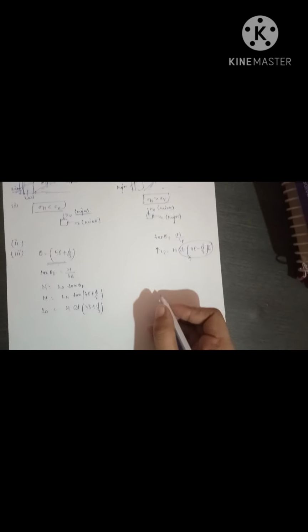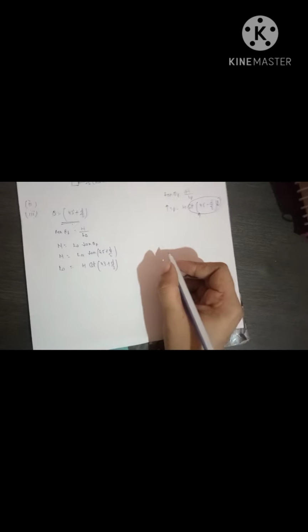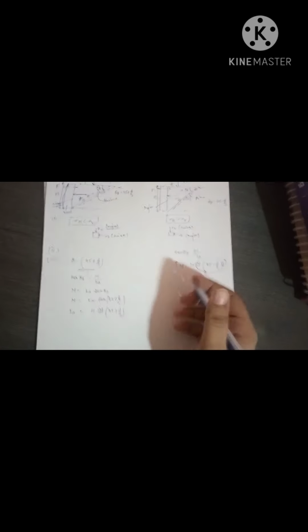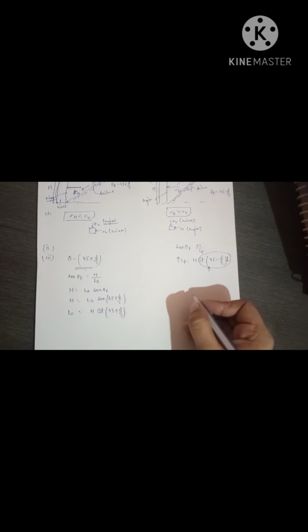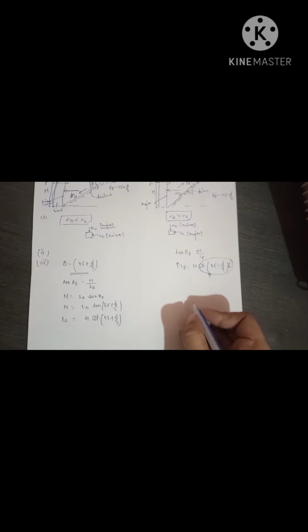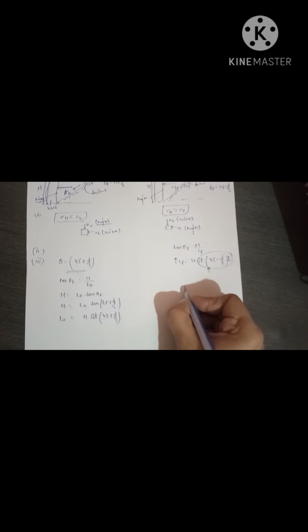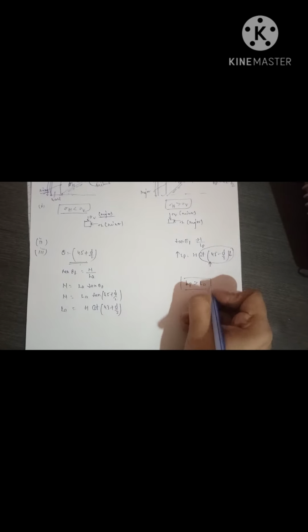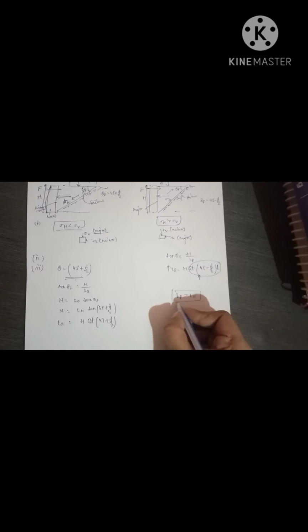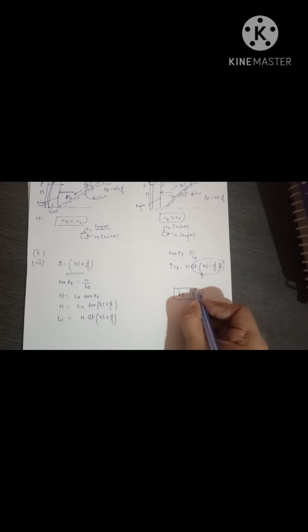So finally I can say that the movement of the wall required for generation of active earth pressure is small and that required for generation of passive earth pressure is more. Okay, you understood? LP is greater. So these are the main points. I think I covered it. Thank you.